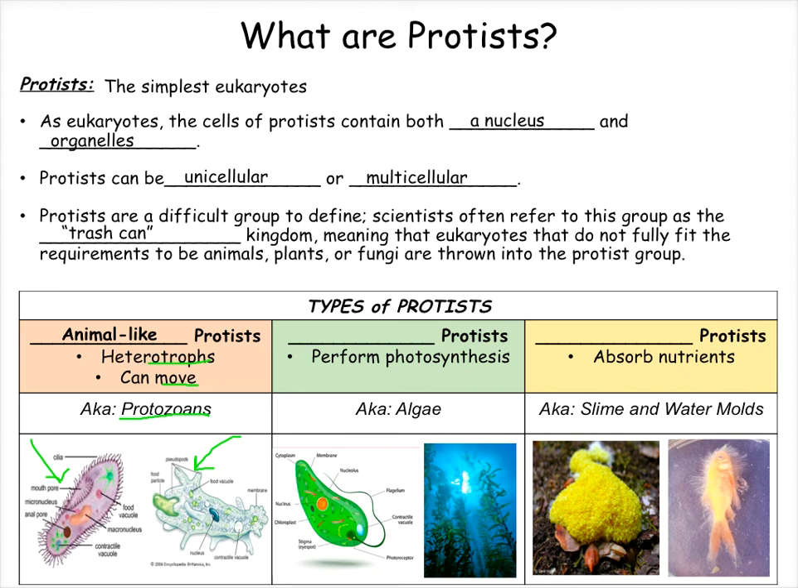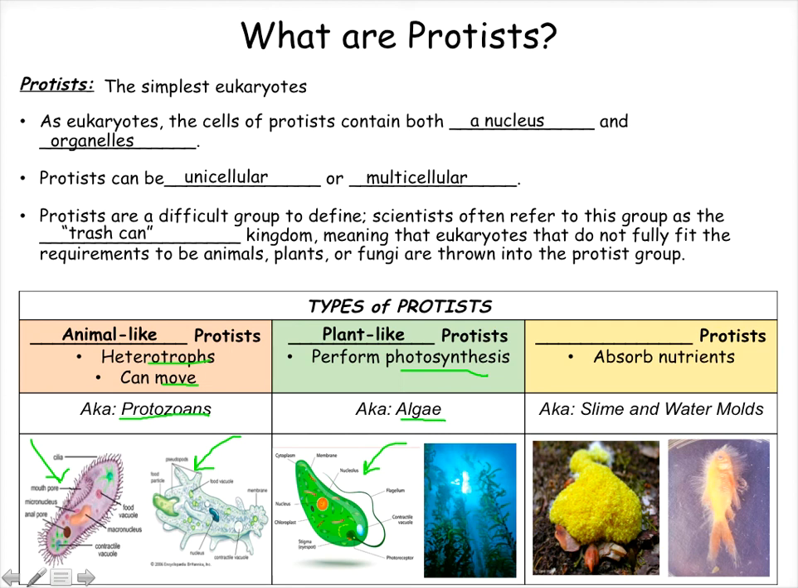Next, we have the plant-like protists. These organisms, like the Euglena you see here, and also the kelp that we mentioned earlier, are organisms that have some characteristics that plants also have, such as the ability to perform photosynthesis. However, they do not share all of the characteristics that are needed to be considered a true plant. Plant-like protists are also referred to by the term algae.